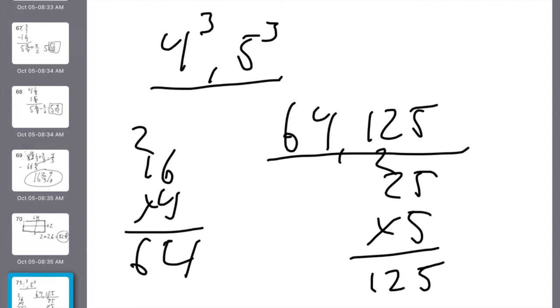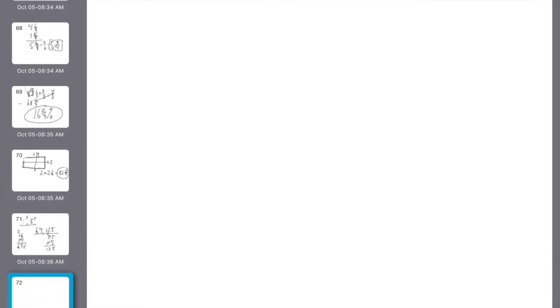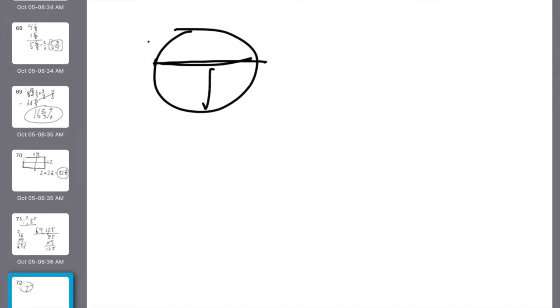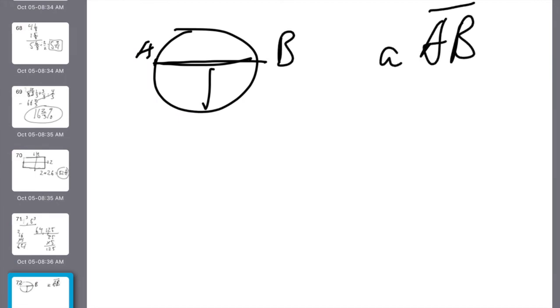And 30. The figure shows a circle with a center point at M. Which chord is a diameter? Remember, diameters go through the middle and go from side to side. So if I have this drawing here, guys, you are going from side to side. This is A, this is B. So my chord would be AB.